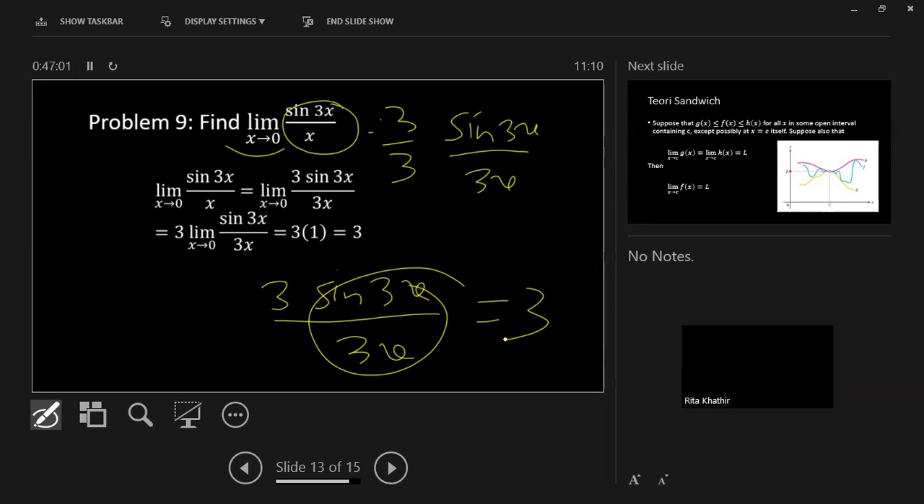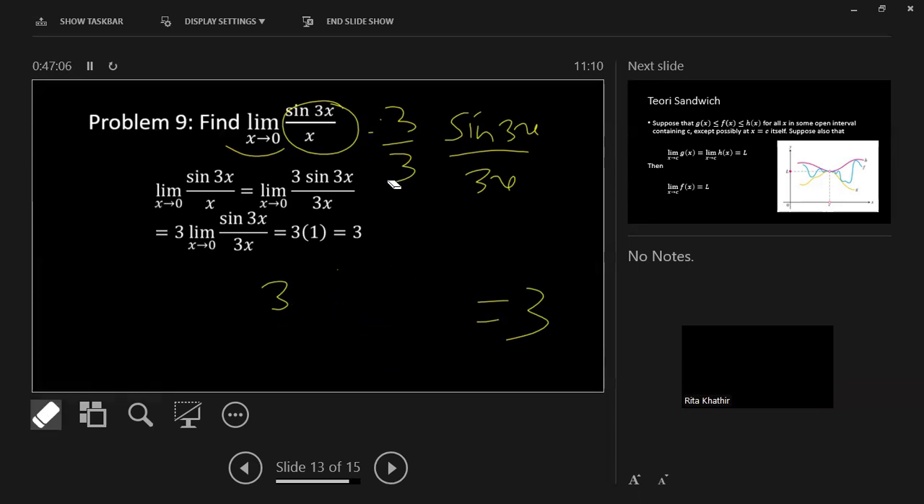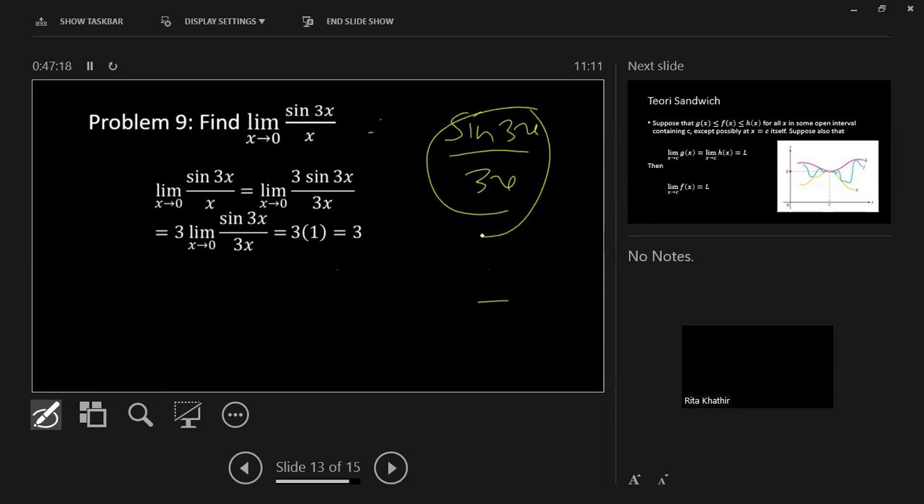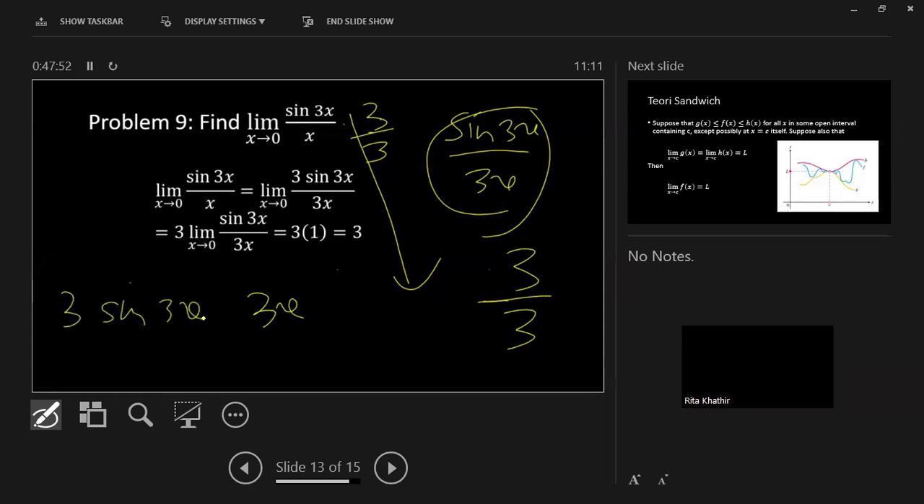We can repeat again. For this problem, the target is to produce sine of 3x over 3x, because following the rule, it is 1. To produce 3x, we need to multiply by 3, but we cannot; we can only multiply something by 1. So how to have 3 by 1? 3 over 3, which is 1. That's why we multiply by 3 over 3. In the bottom, you will have 3x, and in the upper side, you will have 3 sine 3x. Don't be confused and make it sine 9x, because that is the wrong way. Just remember that.